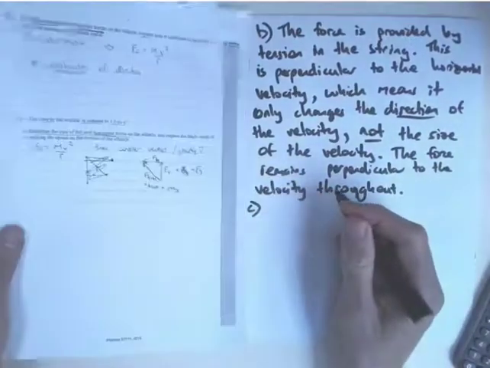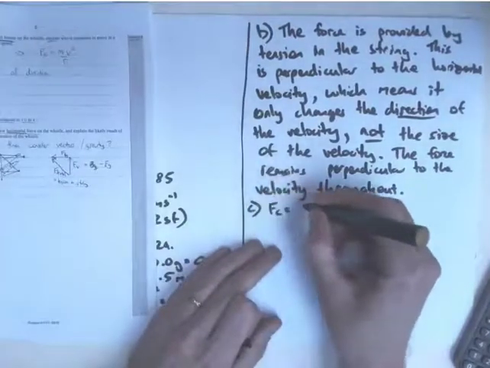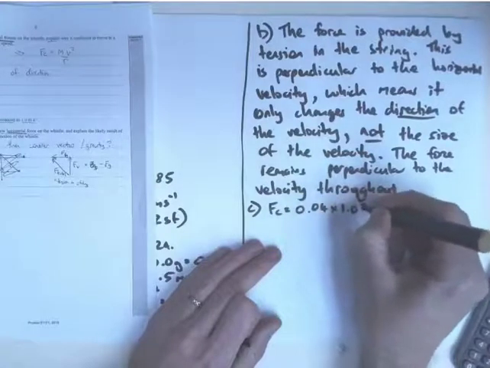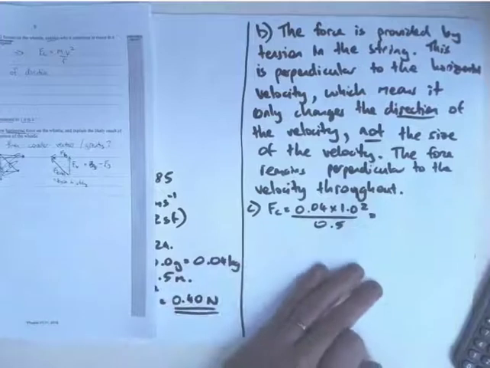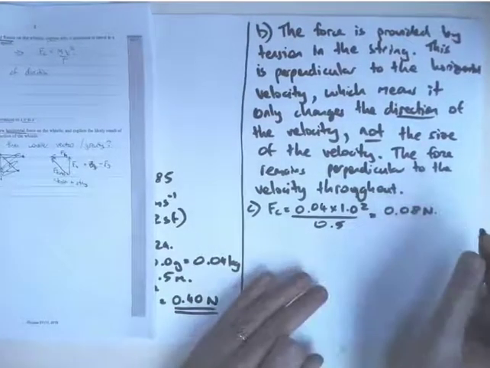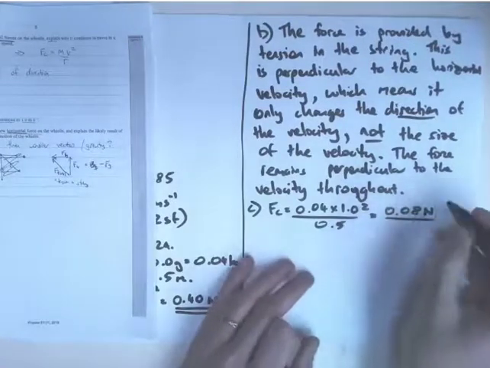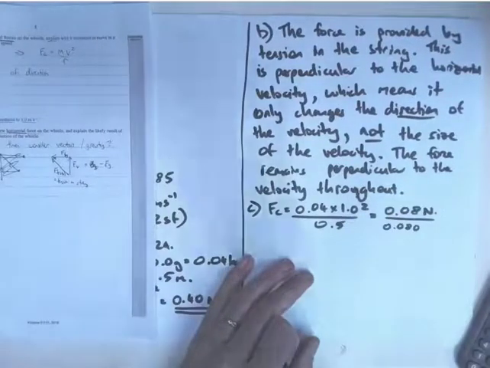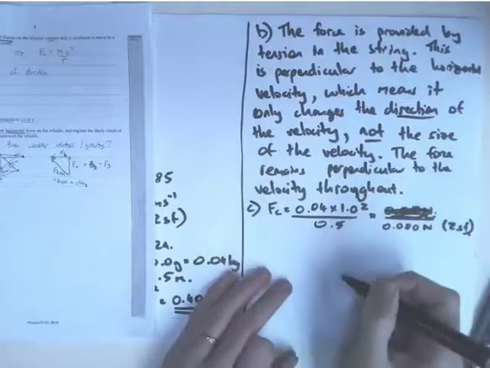Alright, part C. We've been asked to determine the size of the new horizontal force on the whistle. So we just run through the same equation again. It seems unusual to give an exam question where they'll make you do that, so I'm not sure what they're doing there. And this time we get Fc, the centripetal force, equals 0.080 newtons to 3 significant figures.